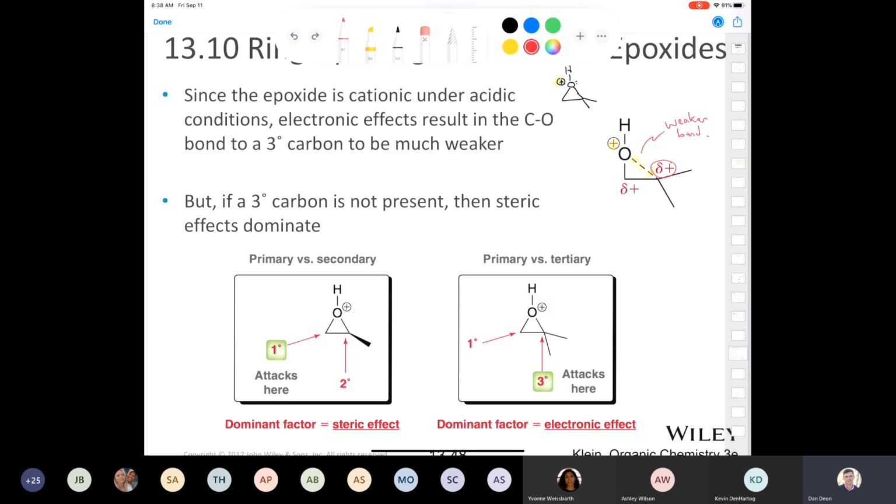If a tertiary carbon is not present, it's just sterics. So the only time you have to invoke this rule, what I just showed you, is when you have a tertiary carbon. If you don't have that, just go with sterics. If you have a primary and a secondary, you're going to go for the primary because it's less hindered. If you have a secondary and a tertiary, which is not shown on here, you would go with the tertiary. If you have a primary and a tertiary, you're going to go with the tertiary. Cool? That's the answer. Again, sterics versus electronics, and the only time that electronics comes into play is when you have a tertiary carbon. All right?